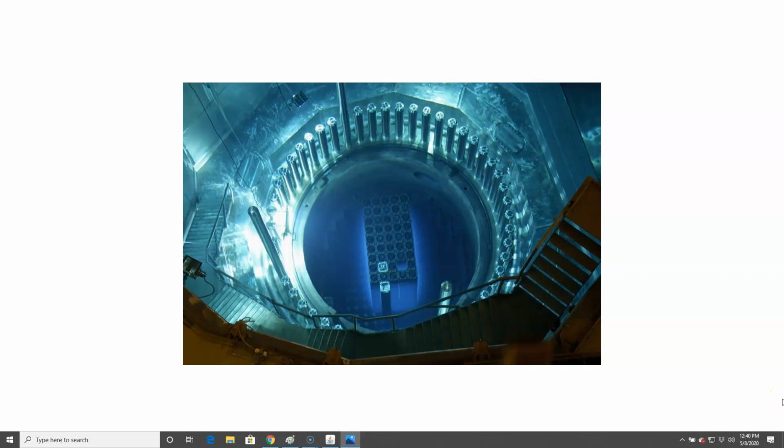The following is an image of a nuclear reactor core. And so in this video, I'm going to give a brief overview of how a nuclear power plant works.